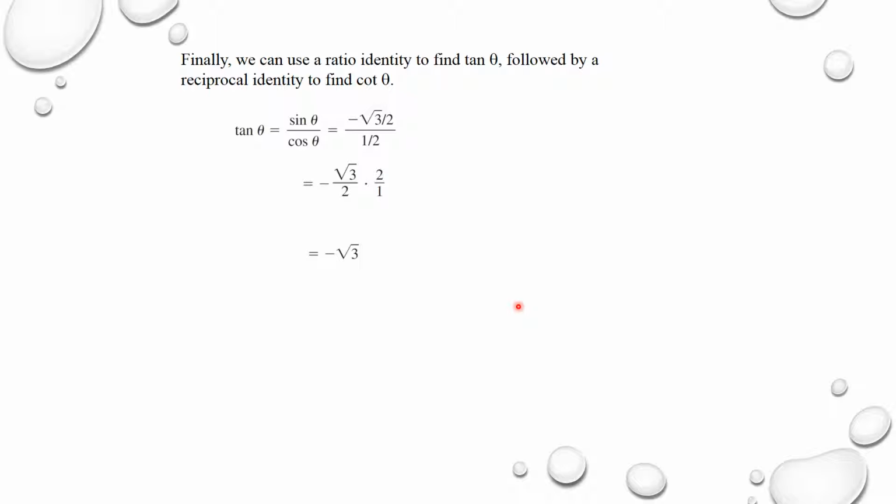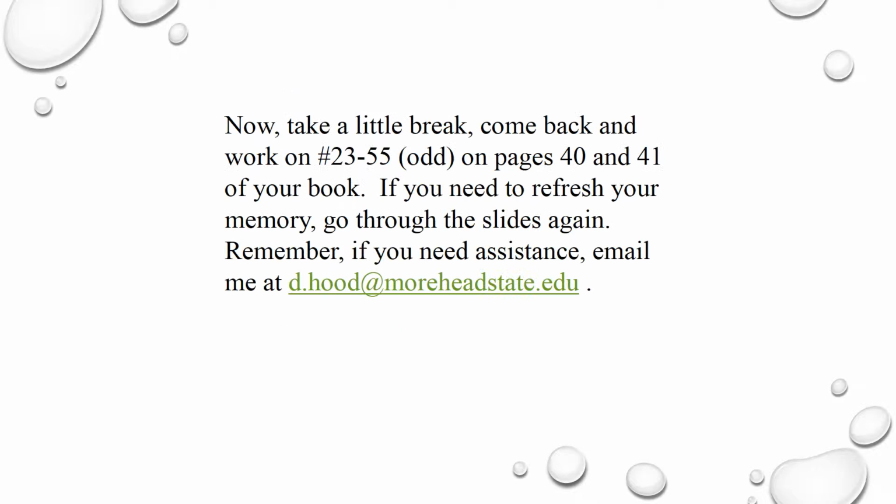The last one to find is cotangent. And since I know tangent, I could go back and use a ratio identity, but I might as well use the reciprocal identity. Cotangent's the reciprocal of tangent. So cotangent theta is going to be 1 over negative radical 3. But I went ahead and rationalized the denominator, and I have negative radical 3 over 3. Okay, so now we know.